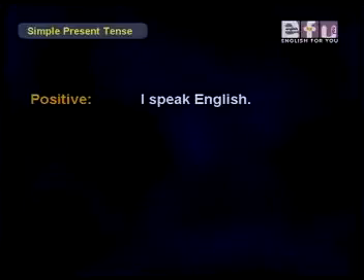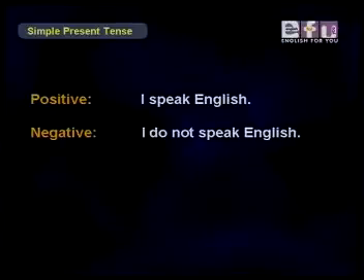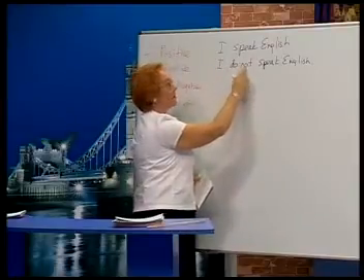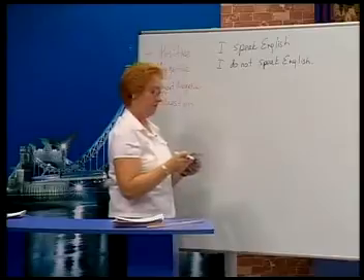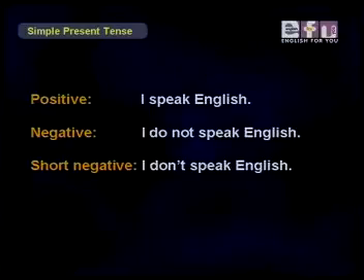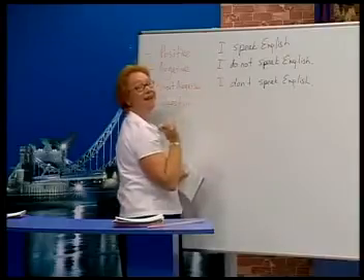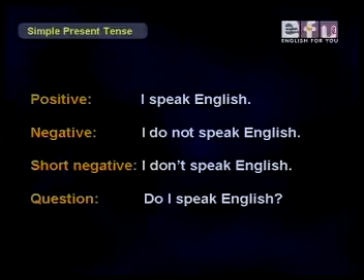I speak English. Negative. I do not speak English. Okay? Here is the helping verb. This is the negative. So, I speak English. I do not speak English. Okay, short. I don't speak English. Do not, don't. I don't speak English. And here's the question. Do I speak English?